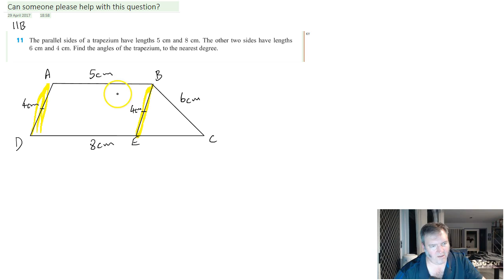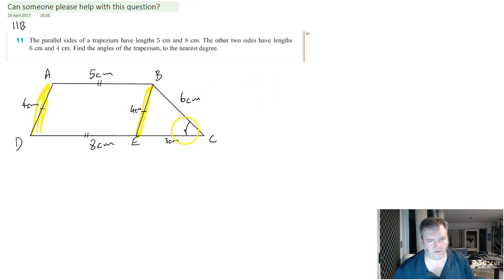Now what I've got is a parallelogram. What does that tell me about this 5 centimeter length? It's going to be the same as the distance from D to E, 5 centimeters, which leaves us with 8 minus 5, 3 centimeters left over for C to E. That is going to enable me to find angle C there, isn't it?